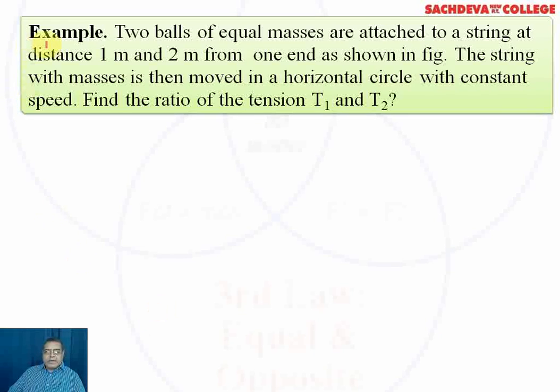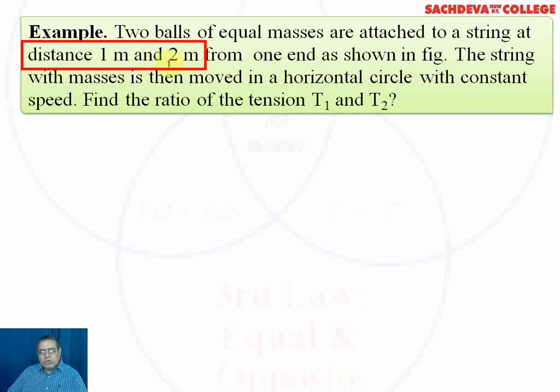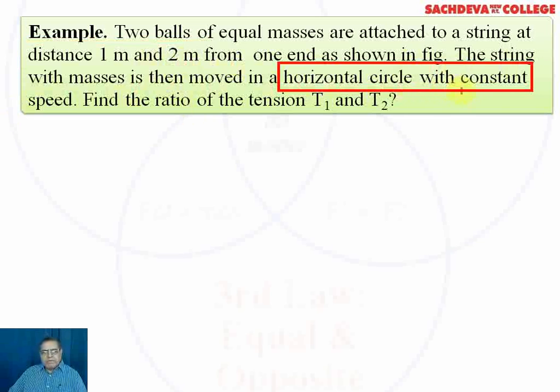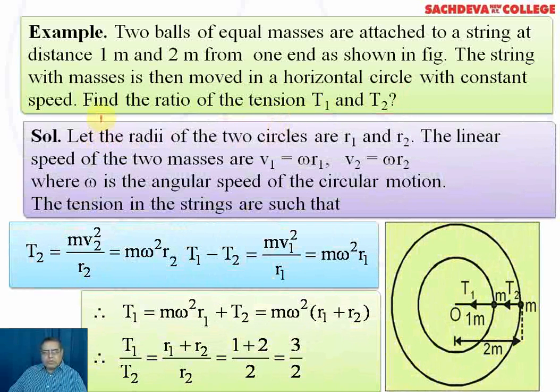Now we consider an example for the centrifugal and centripetal forces. Two balls of equal masses are attached to a string at distances of 1 meter and 2 meter. One end is shown in the figure. The string with masses is then moved in a horizontal circle with constant speed. Find the ratio of the tensions in the string. Now you can check the figure, where T1 and T2 are the tensions for the 1 meter and 2 meter string.